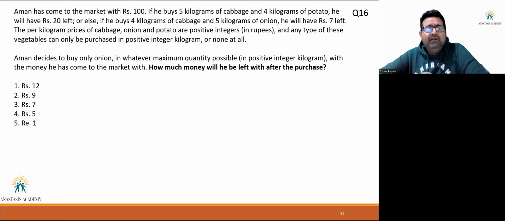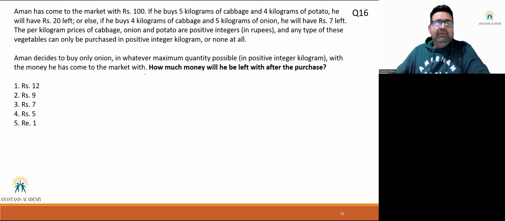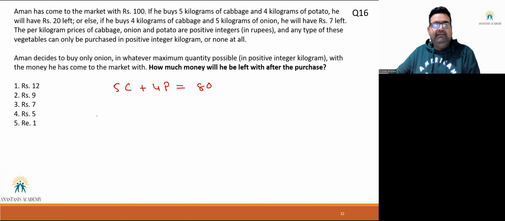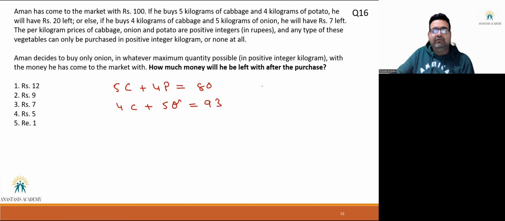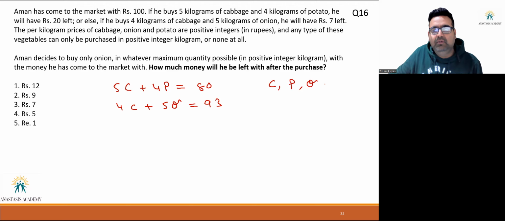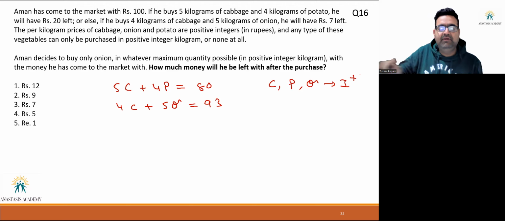Aman has come to the market with 100 rupees. If he buys 5 kgs of cabbage and 4 kgs of potato, he's left with 20. So basically, they are saying that 5 kgs of cabbage plus 4 kgs of potato is worth 80 rupees because 20 is left. Similarly, they are saying 4 kgs of cabbage plus 5 kgs of onion, there's a third quantity, is 93 because 7 rupees are left. And obviously, C, P, O have to be positive integers.